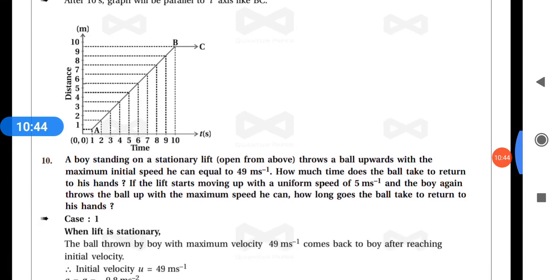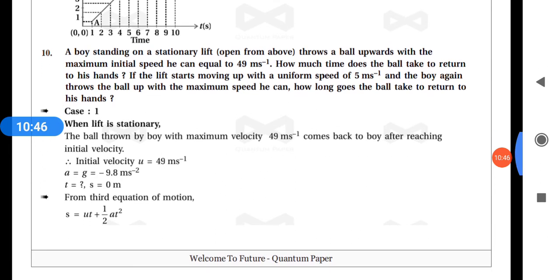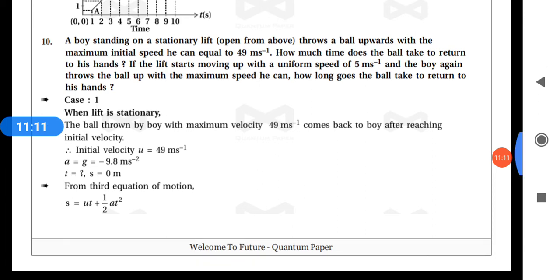Now see here, a boy standing in a stationary lift throws a ball upward with the maximum initial speed he can, equal to 49 meters per second. How much time does the ball take to return to his hands? If the lift starts moving up with a uniform speed of 5 meters per second, and the boy again throws the ball up with the maximum speed he can, how long does the ball take to return to his hands?